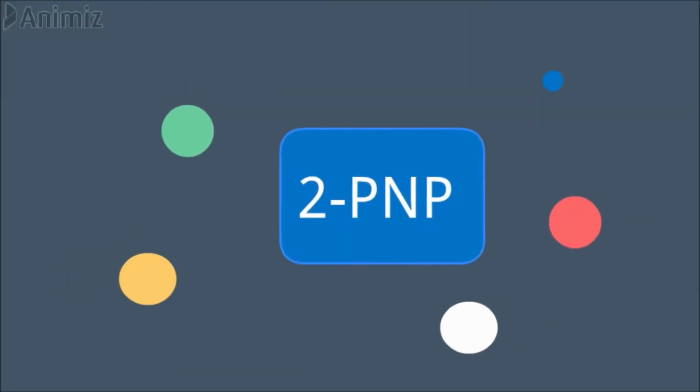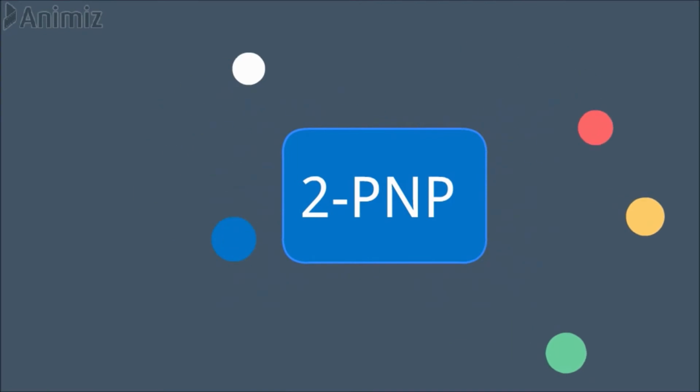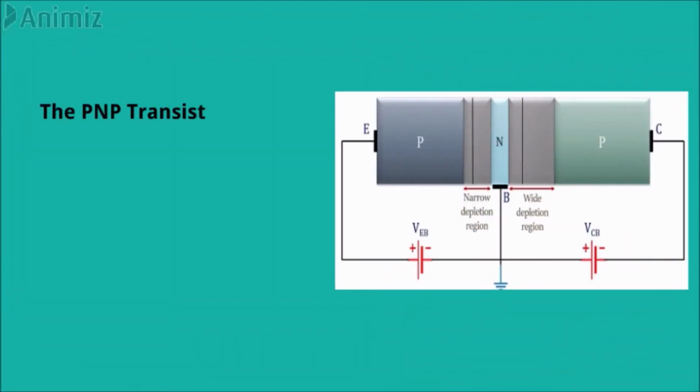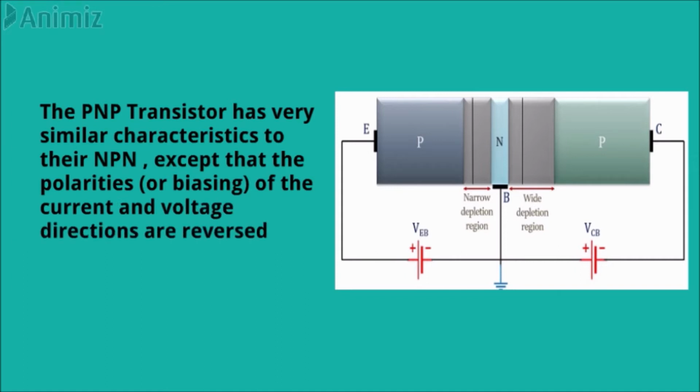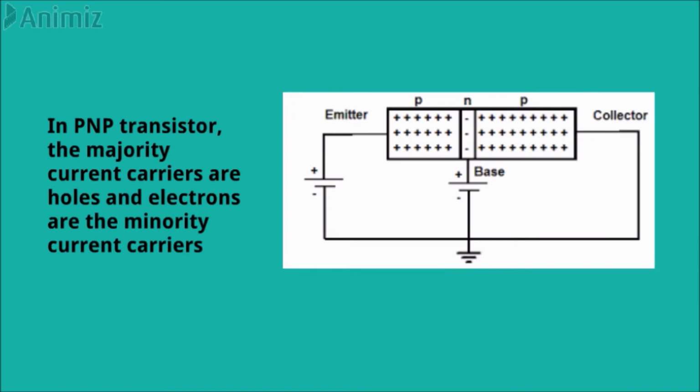Let's now move to the PNP processing technique. The PNP transistor has very similar characteristics to the NPN, except that the polarities, or biasing, of the current and voltage directions are reversed. In a PNP transistor, the majority current carriers are holes, and electrons are the minority current carriers.